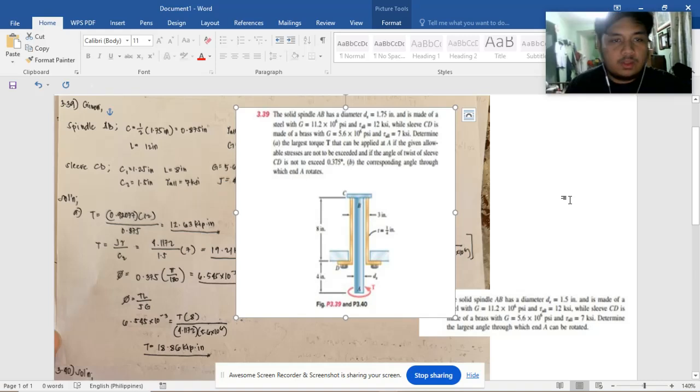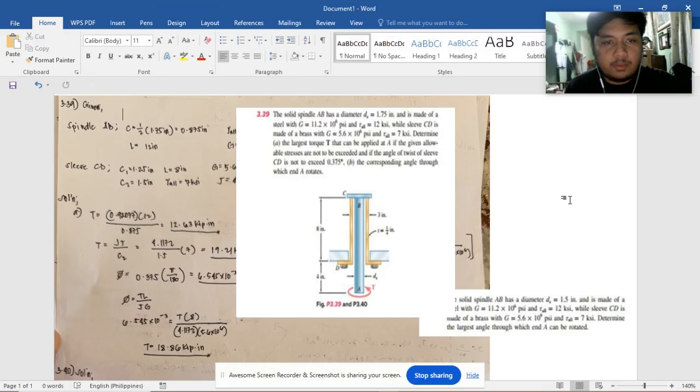We will be solving a machine design problem about torsion. So here's our problem. The solid spindle AB has a diameter D equal to 1.75 inches and is made of a steel with G equal to 11.2 times 10 to the power of 6 psi and τ equal to 12 ksi, while sleeve CD is made of a brass with G equal to 5.6 times 10 to the power of 6 psi and τ equal to 7 ksi.